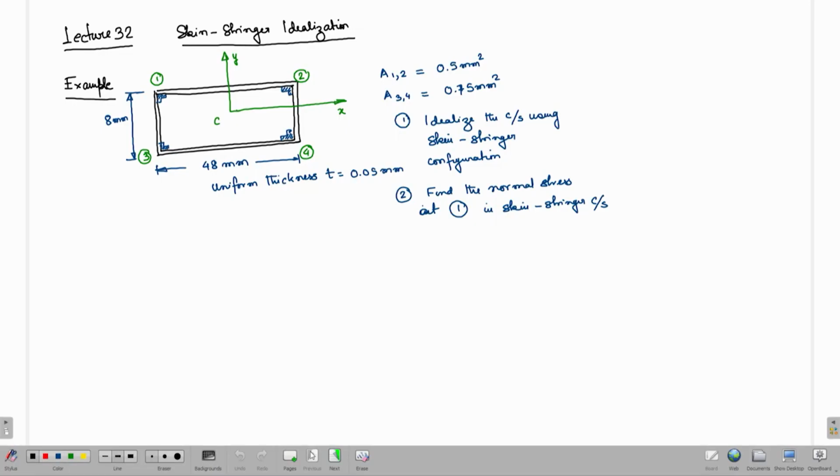Lecture 32. This is a continuation of the skin stringer idealization problem that we were talking about in the last two lectures. So, in this lecture we will be solving certain examples to understand, or get a grip on, the theory that we have discussed till now.